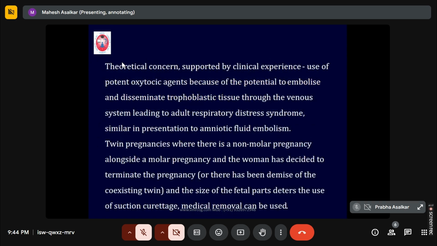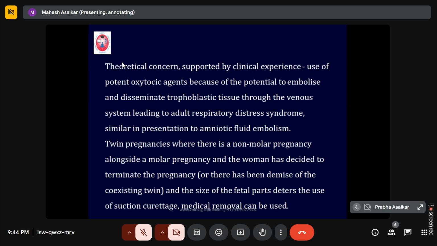What are the theoretical concerns supported by the clinical experience? Use of potent oxytocic agents carries the potential to embolize and disseminate trophoblastic tissue through the venous system, leading to adult respiratory distress syndrome, similar in presentation to amniotic fluid embolism. That is why oxytocin use is not recommended.